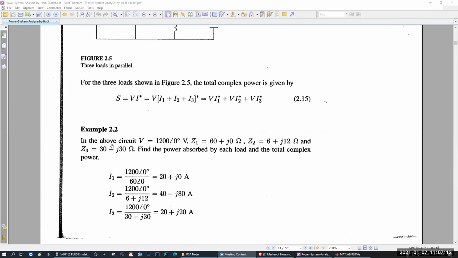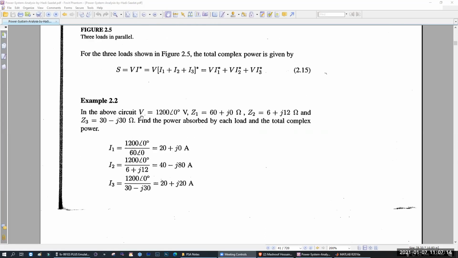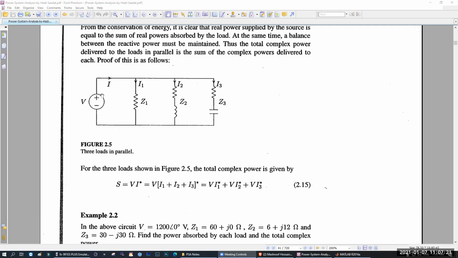Now let's go to the example. In the above circuit, V is equal to 1200 angle 0 volt. That means this one is 1200 angle 0 volt. Z1 is equal to what? Here you can see you have only one resistor. So what is your R plus JX? There will be a value of R. What will be the value of X? Is there any value of X here?